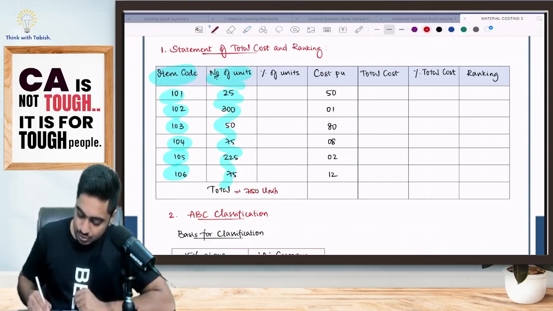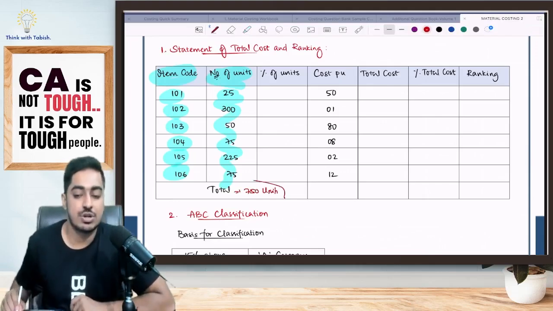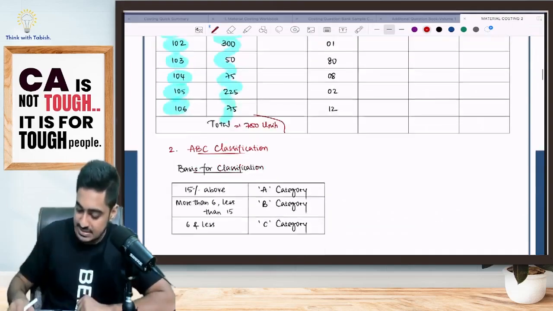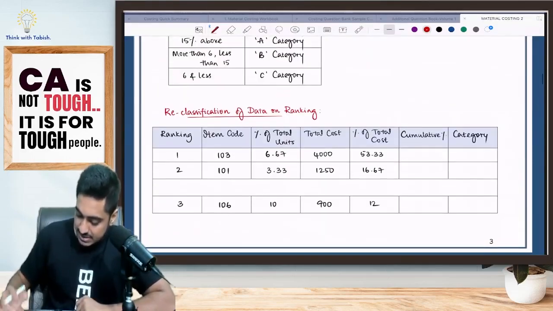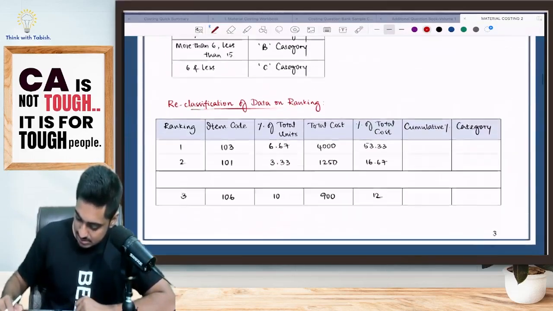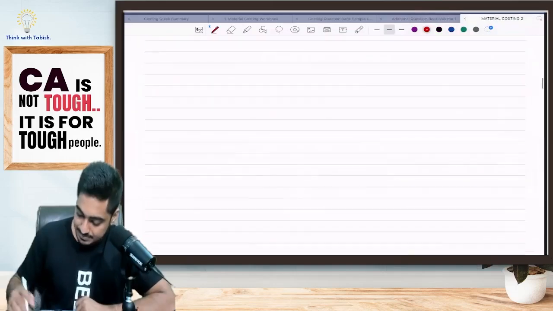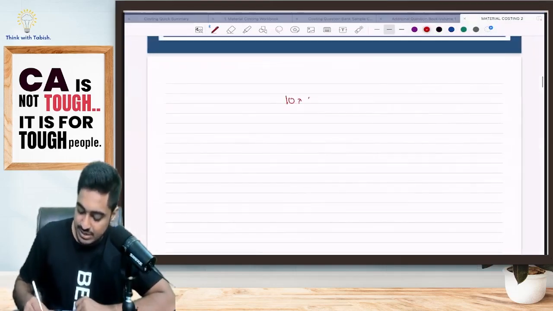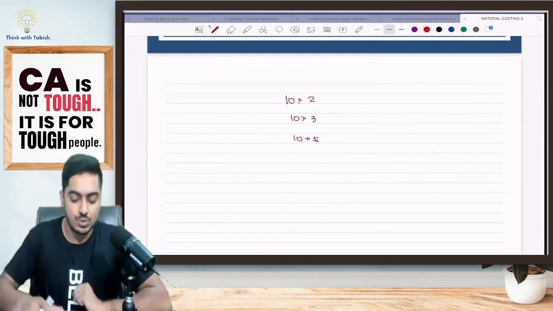Perfect. Now, do you know something called the constant function on your calculator? If you have to multiply by a constant number. I'll give you a very simple example. I'll just be taking 2 minutes. Imagine I have to do 10 into 2, 10 into 3, 10 into 5. Normally, how do we do it on our calculator?